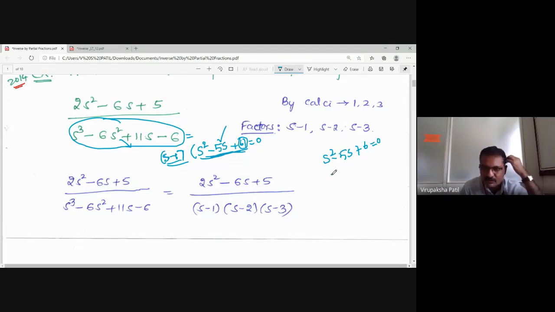C is a constant. So how to split this into two terms? Two numbers you should get, such that if you multiply, you must get plus 6, and if you add, you must get minus 5. Those two numbers are minus 2s and minus 3s. When you multiply, you have to consider only these two numbers. Minus 2 into minus 3 is plus 6, so that you got. Minus 2s minus 3s is minus 5s, that also you got. So the two numbers are minus 2 and minus 3, then plus 6 is equal to 0.